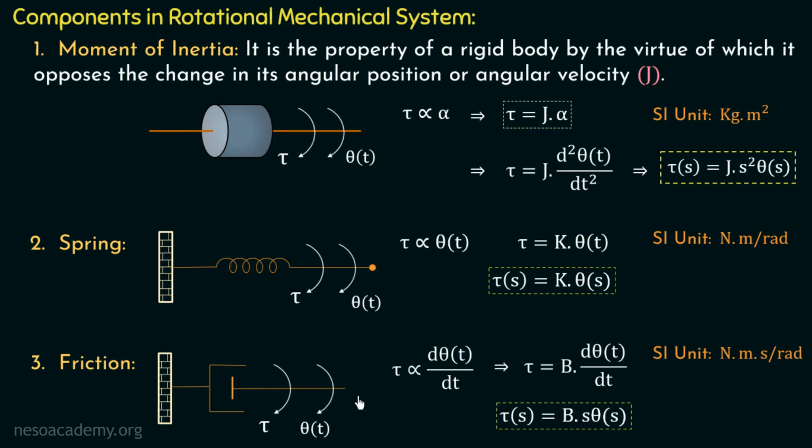Now we can note one very important point here. In case of a rigid body, the torque is proportional to the angular acceleration. Whereas in case of spring, the torque is directly proportional to the angular displacement. And in case of friction, the torque is directly proportional to the angular velocity. So this is an important point to remember. So in this way, till now in this lecture, we have discussed the introduction of mechanical systems, the types of mechanical systems, and the parameters and components of different types of mechanical systems. We will now compare the parameters and components of translational mechanical systems to that of rotational mechanical systems.